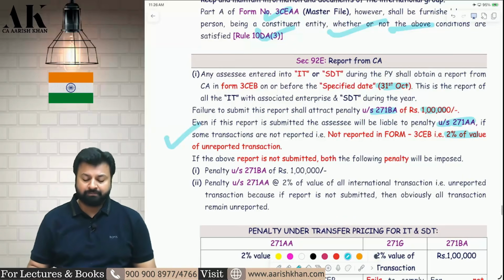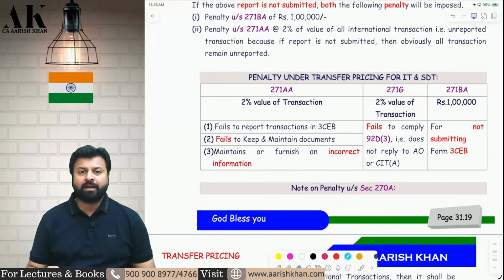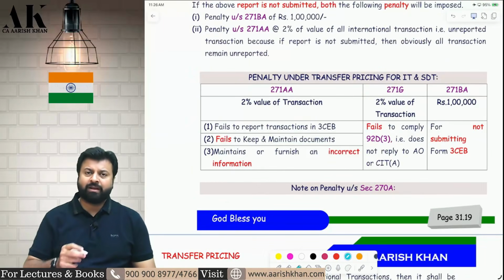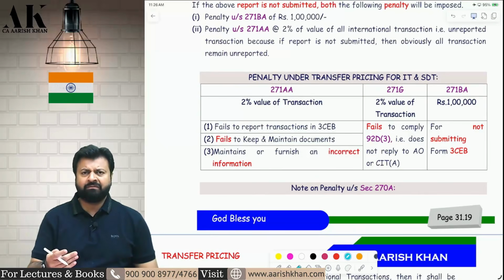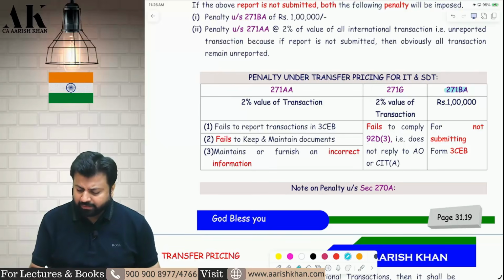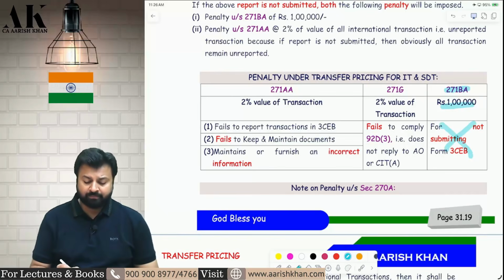Be careful with it. So I have made a master chart of the penalties with respect to transfer pricing. One by one, I am explaining them now. Some of them we have done, some of them we will do now. First of all, on the right hand side, 271BA: 1 lakh rupees if you don't submit Form 3CEB. 271AA: 2% of the value of the transaction.